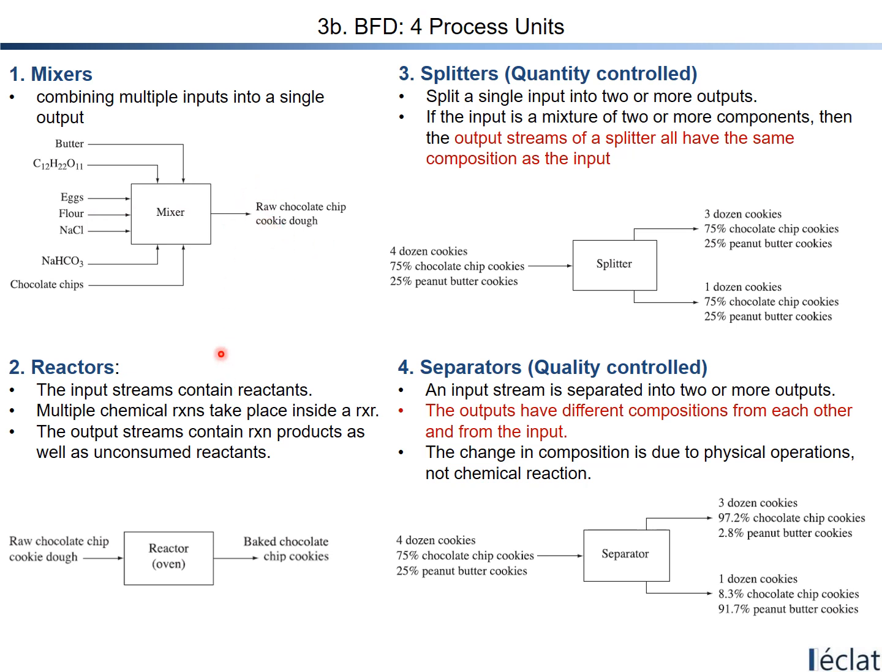Let's go to the reactor. The input streams contain reactants, of course. Multiple chemical reactions take place inside the reactor. The output streams contain reactor product as well as unconsumed reactants. So, okay, here's the reactor I have talked about, the oven, and the raw chocolate chip cookie dough made from the mixer is introduced into the reactor. Then finally you can get the baked chocolate chip cookies. That is the reactor.